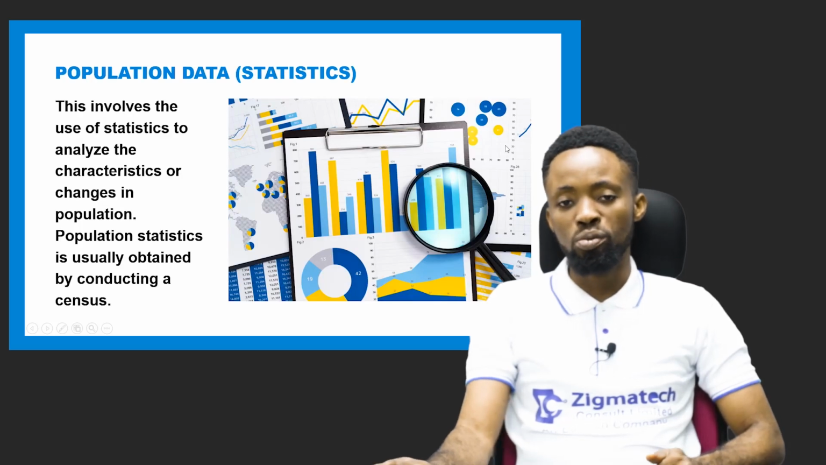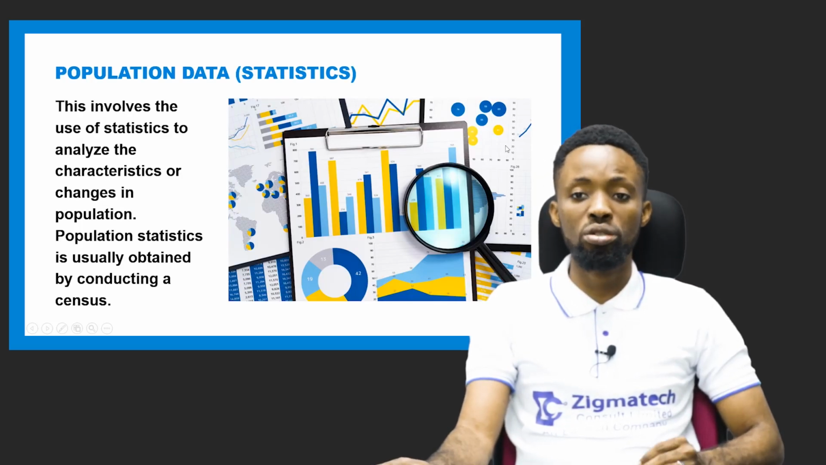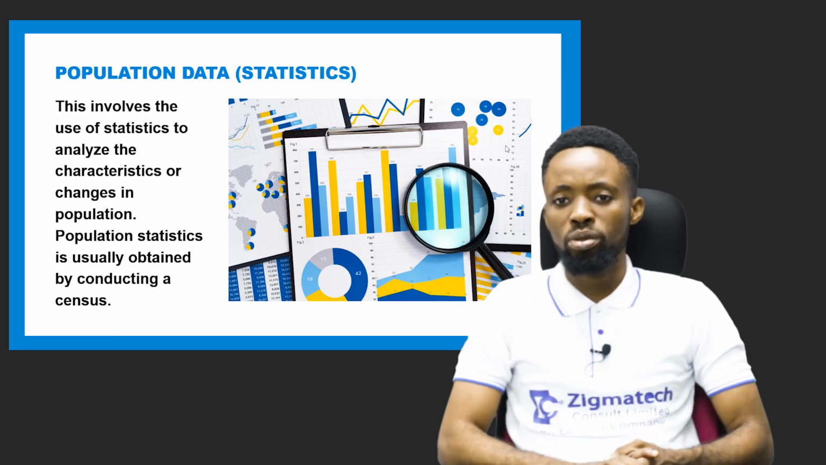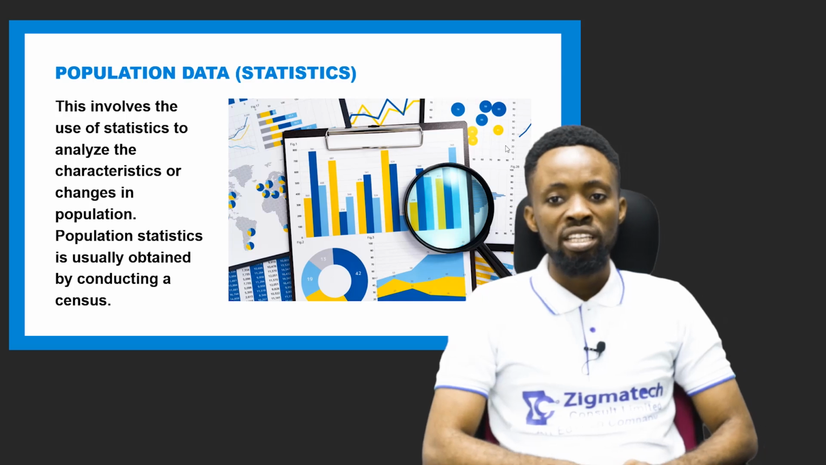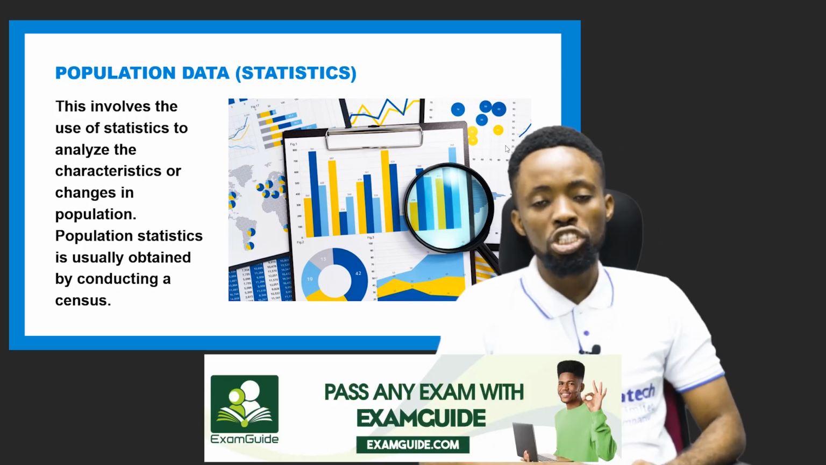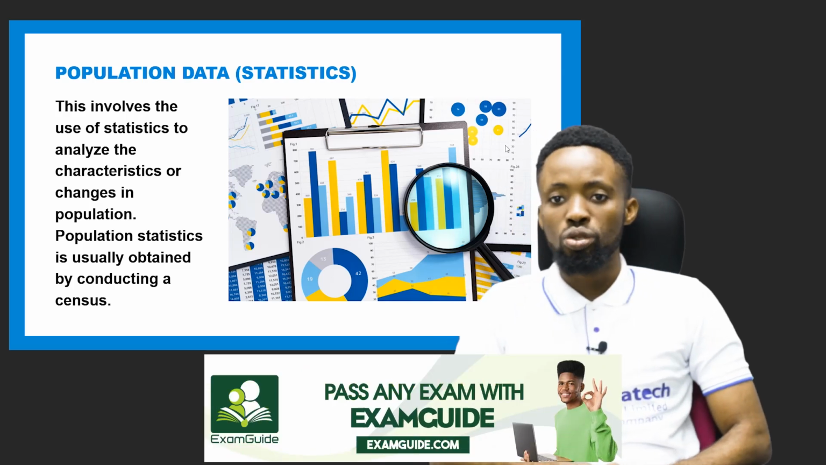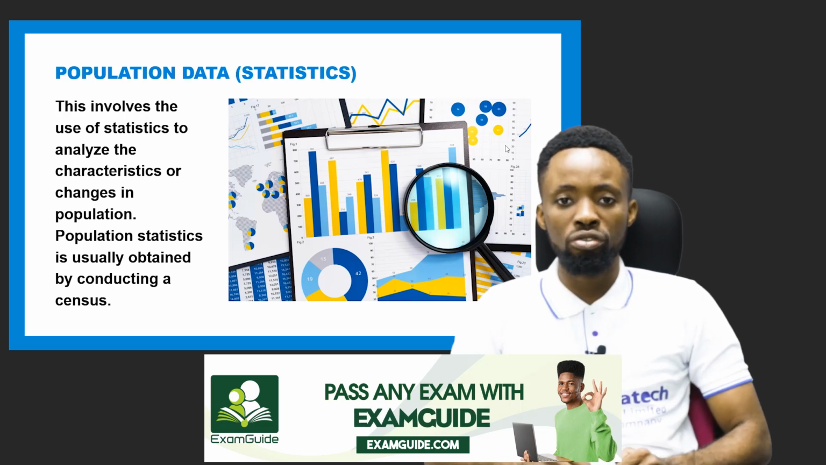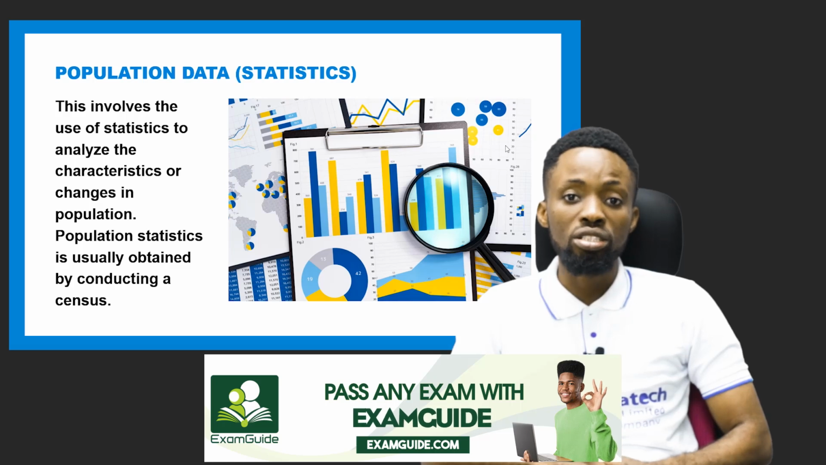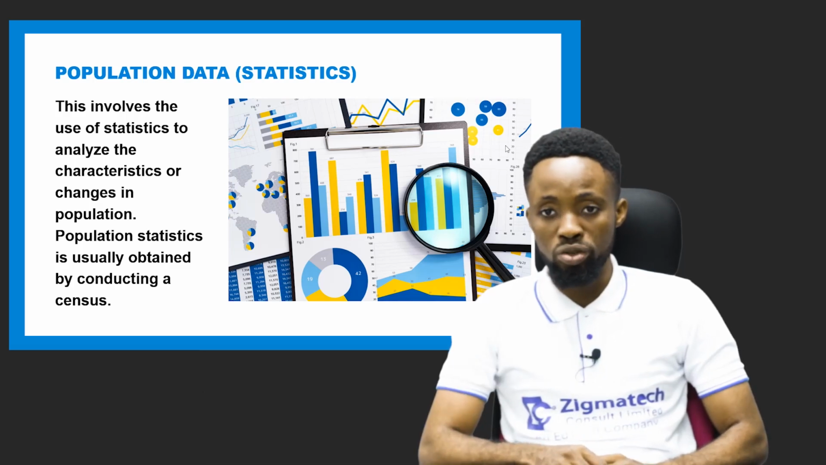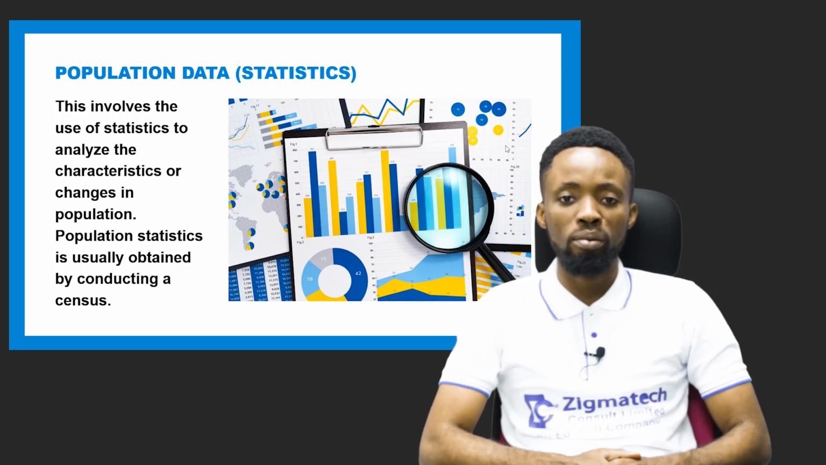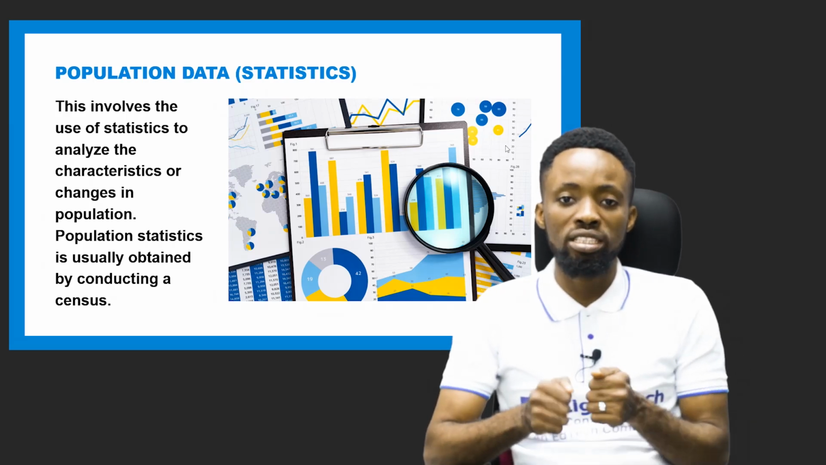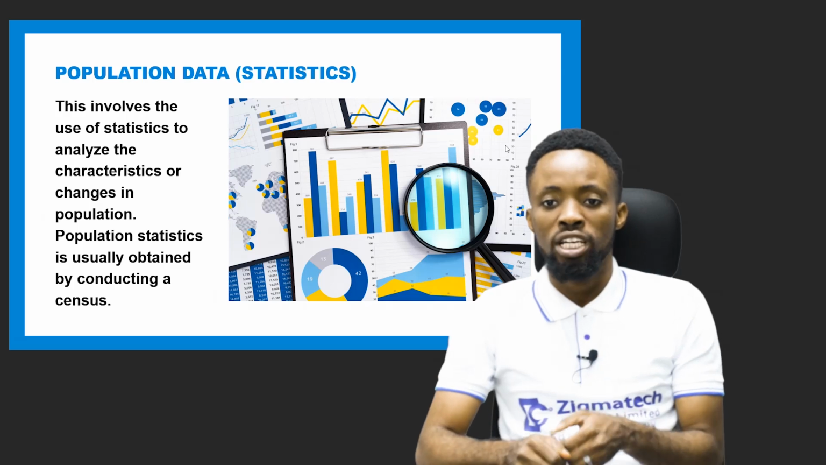Now, let's quickly look at population data or population statistics. When we talk about population data, we are actually talking about the use of statistics to analyze the characteristics or changes in the population. So when we get different statistics or data about the population of a particular place, and we use it to study the population of that place, we see that data as population data.